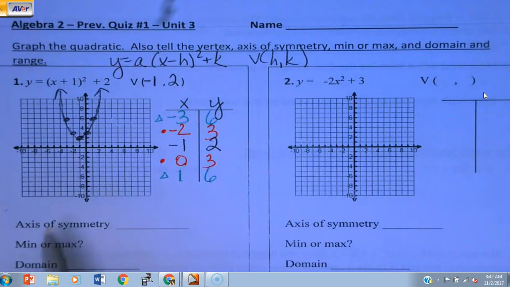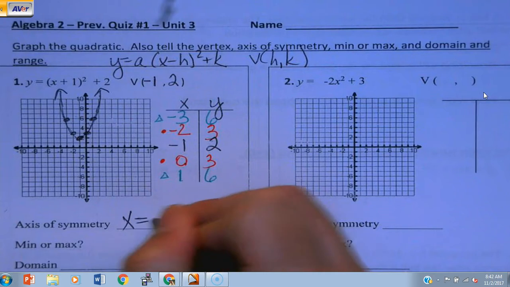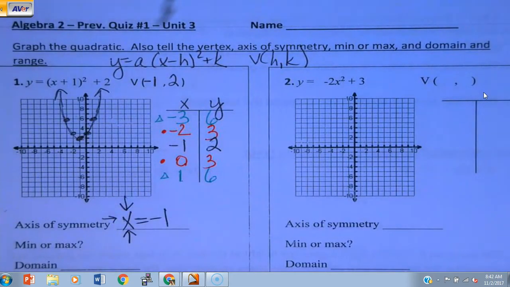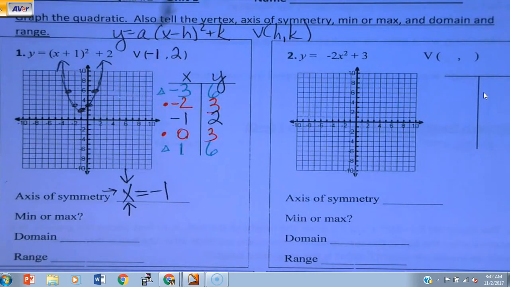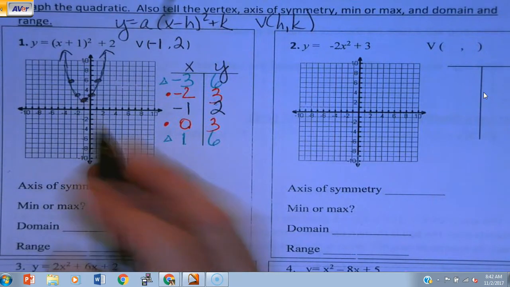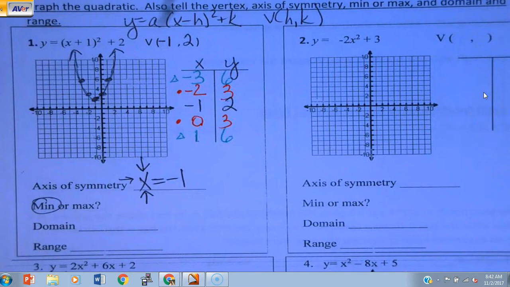Axis of symmetry always connects with the exact value of our vertex. You've got to remember, you've got to put x equals there. You can't just put -1. If you put -1, that's a number. That's not a line, and it's not right. And it'll be marked as such. Just remember, it's the x value of my vertex, so I put an x with it. Min or a max, it's at the bottom. Bottom is doing the minimum of things. And then domain and range. Okay.